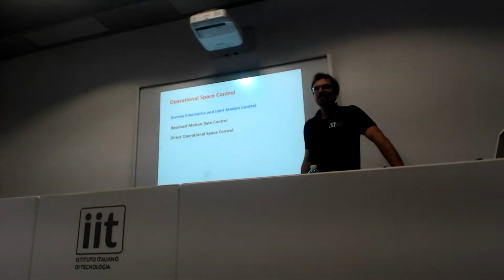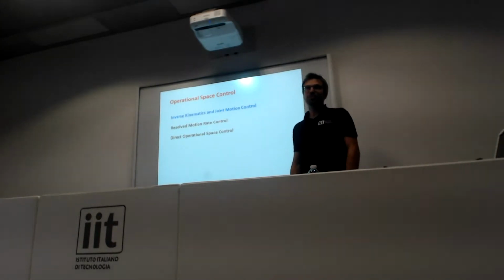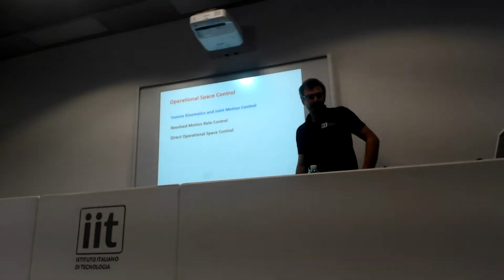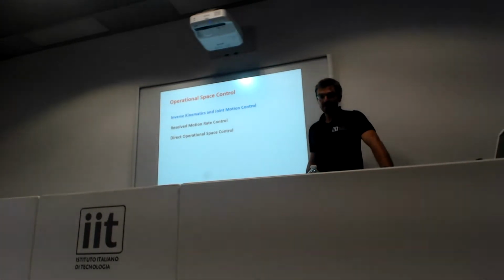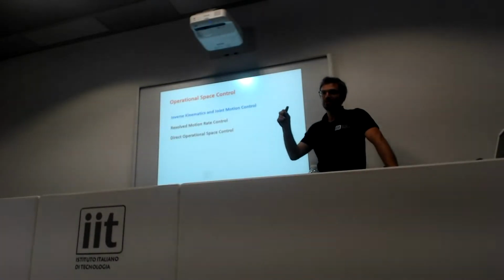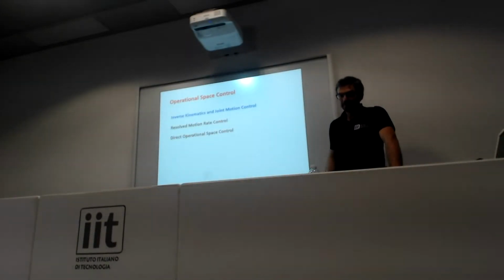Hi everybody. So last lecture we talked about controlling a fixed base robot in the joint space, and in this lecture I will illustrate how we control the end effector. So how do we control the tip, for example, of a tool attached to the last joint of the robot to do some machining, to do some work.